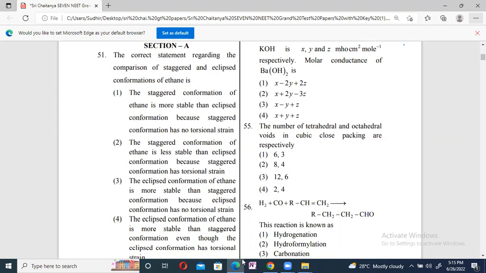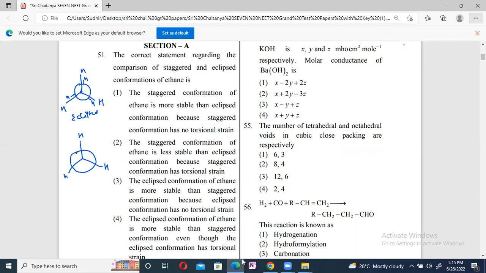If you want to see the staggered and eclipse conformation of ethane, do you know how it is given? The front carbon has one hydrogen, one hydrogen, one hydrogen. These are the three hydrogens on the front carbon. The rear carbon also has hydrogen, hydrogen, and hydrogen. This is called an eclipse conformation of ethane.